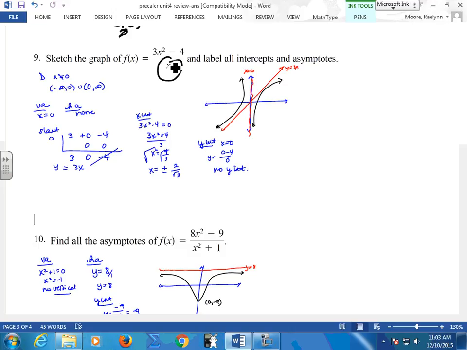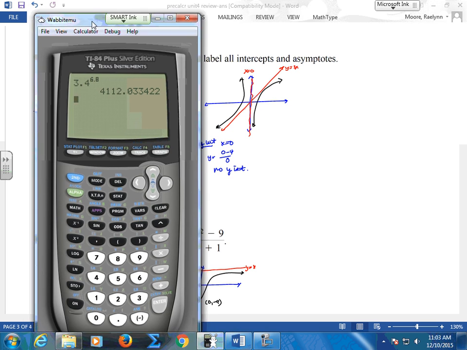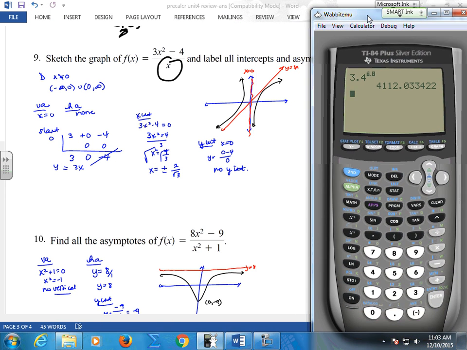So if you graph this guy on your calculator, we're going to add your asymptote to this one. We're going to graph this and put your asymptote in it. And you'll see how nice this is. So let's graph this guy. Once we find your asymptote, we'll put that in there.